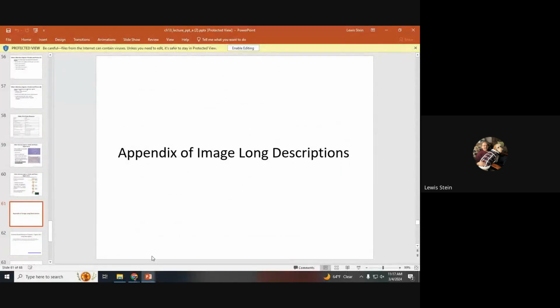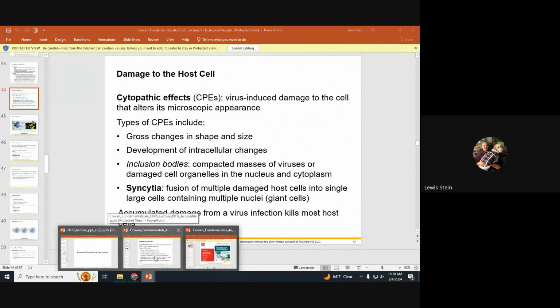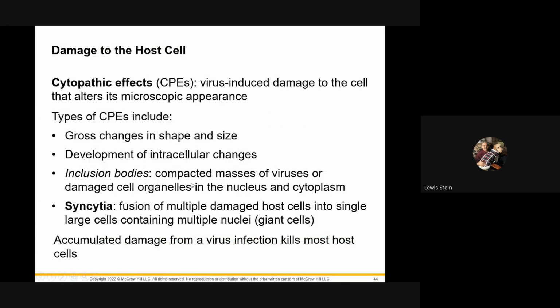So we'll see if the other PowerPoint has anything else relevant to say. This is roughly where we left off of things that I haven't covered already. This is the Cowan PowerPoint, chapter 5.